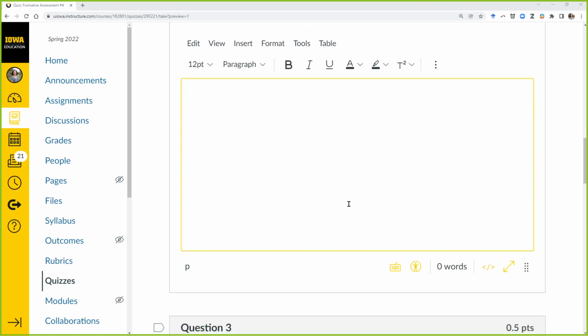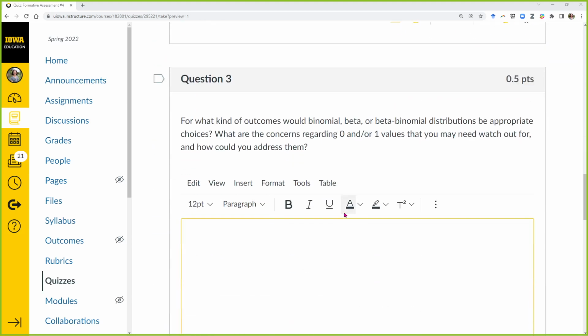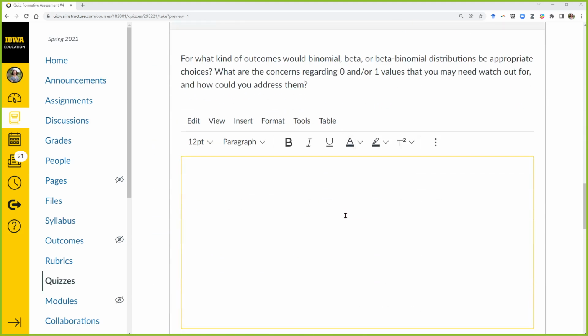Okay, so then same idea on question 3. For what kind of outcomes would binomial, beta, or beta binomial be appropriate? What are these for? Double bounded outcomes. Yeah, double boundaries. So proportion correct, number incorrect, and potentially scale scores that have ceiling and floor effects. I would think of those as a special case of these as well.